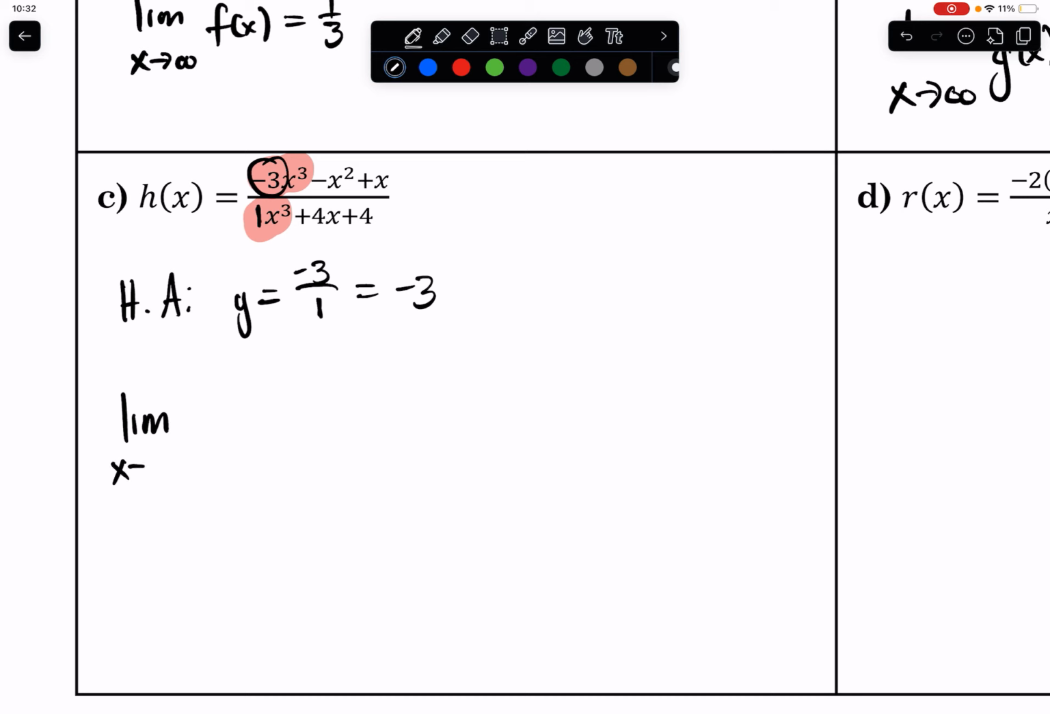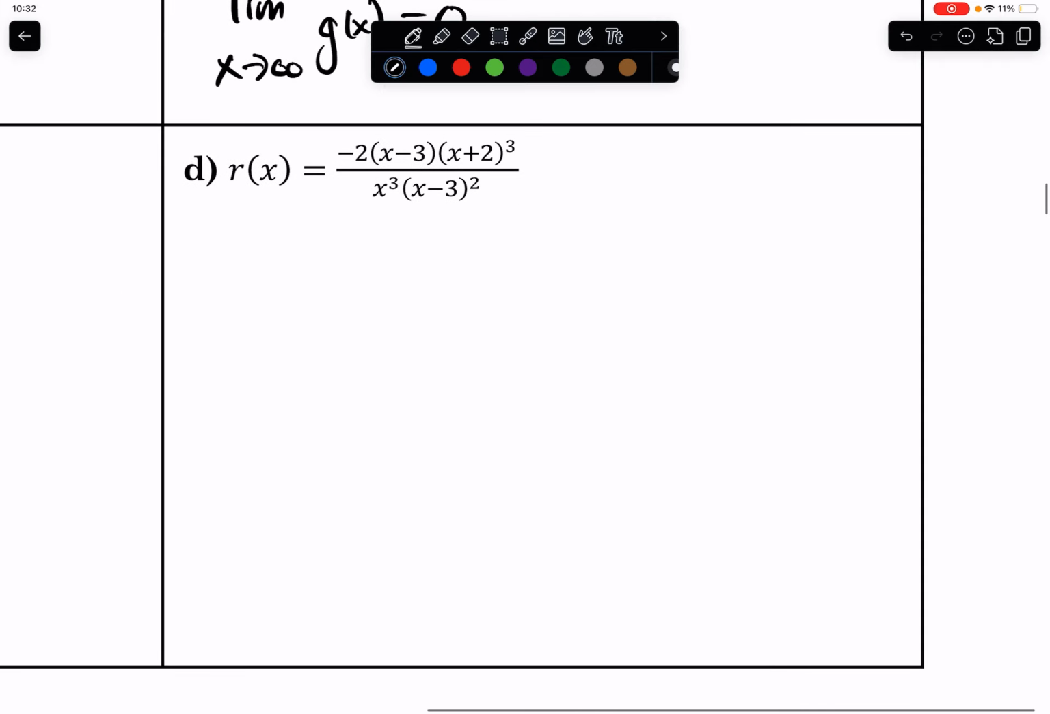So the limit statement that describes, again, the end behaviors of h are these. Moving on to the next example.